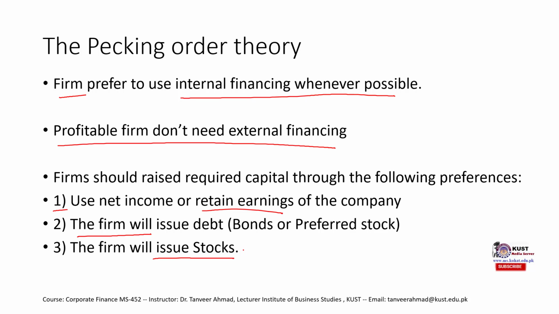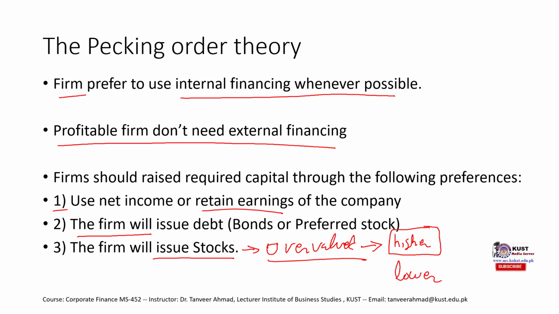And why is that so? Because there is a signal attached to issuing stocks. And that signal is that the firm thinks that its stock is overvalued. Okay, let me explain this point. Assume you are the owner of the firm or the manager of the firm. When will you issue stocks? When you think that the price of the stock is higher in the market, or when you think that it is lower in the market. Obviously, you would issue the stock, you would sell it to the general public when you think that its price in the market is higher.